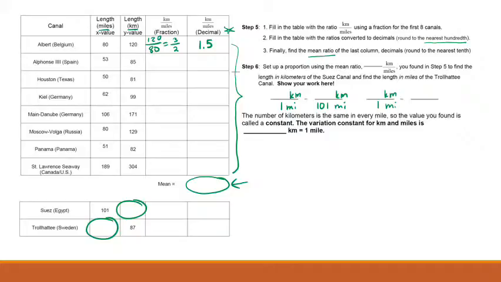At the end of this, you should be able to see a constant. So the number of kilometers should be the same for every mile, so the value you're finding is called the constant. And again, you should be able to figure out what the variation constant is for kilometers and miles. So again, how many kilometers are in 1 mile? So when you're ready to move on, go ahead and go to the next piece, and you can go through your answers and make sure you're on the right track.